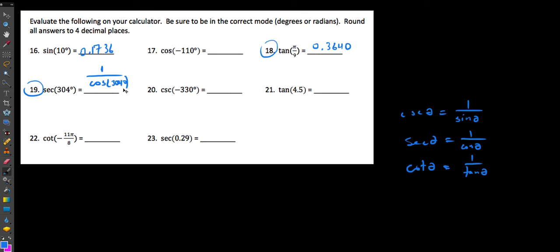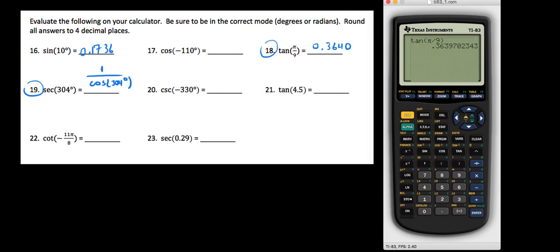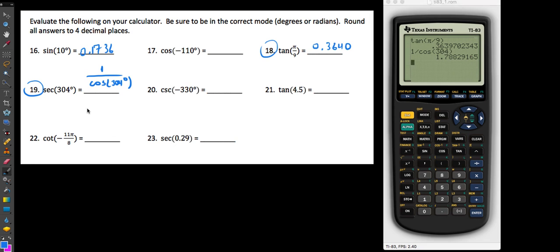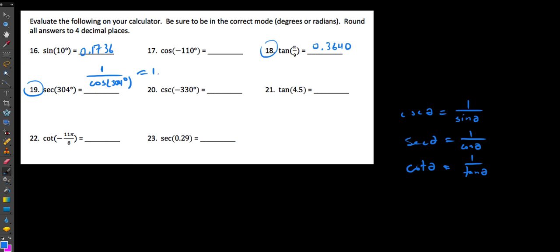Since our calculators tend never to give us these reciprocal trig function buttons, this is how we have to do it. Making sure that I'm in degrees mode here, so mode, we'll hop over to degrees since 304 is in degrees, and we'll type this in as 1 divided by the cosine of 304. That's going to be the same thing as our reciprocal, or secant of 304. So 1.7883 would be about right here. So making sure you're in the proper mode, round out to 4 decimal places, and making sure that if you have any reciprocal functions, you type it in as 1 over its reciprocal function.